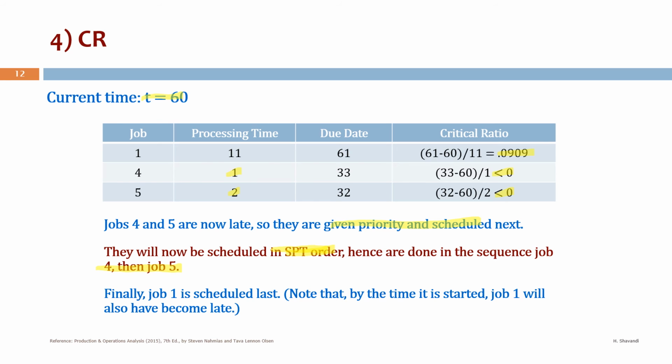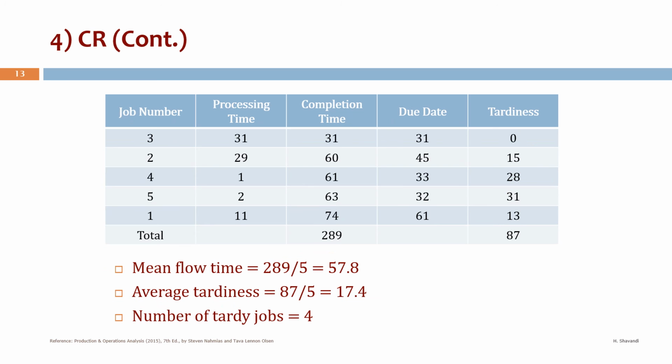Since after scheduling 4 and 5 we have just one job left, we don't need to calculate anything here, and so job number 1 will be the last job in our schedule. Okay, so at the end, this will be our schedule based on the CR rule, critical ratio rule. So first is 3, and then 2, then 4, 5, and 1. Okay, so now we can do the same calculations as for other rules.